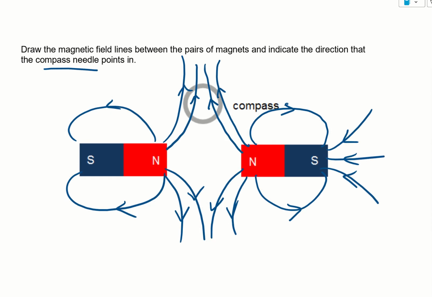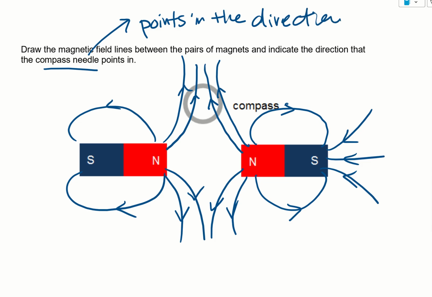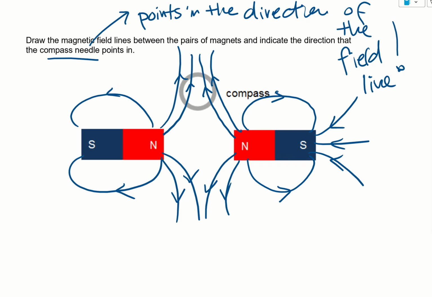The compass needle points in the direction of the field lines. Okay, so this is important. It's not explicitly written in your notes, but please copy this down. The compass needle points in the direction of the field lines. So we see that the field lines is going in this way and my compass is there. So the compass will point in the direction of the field lines.